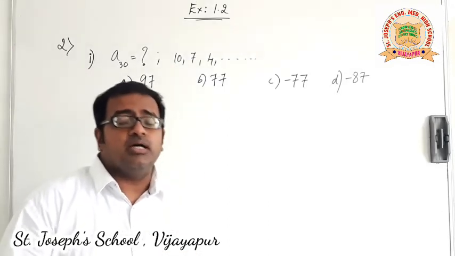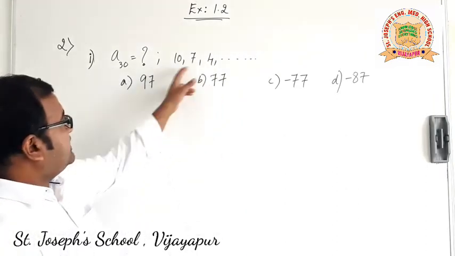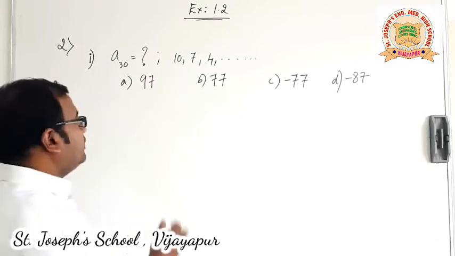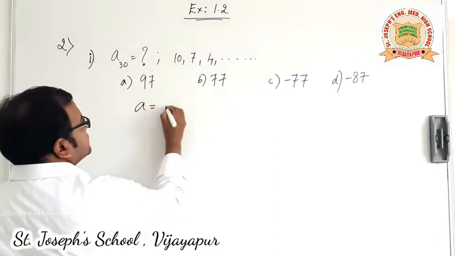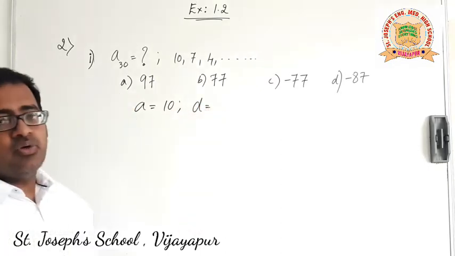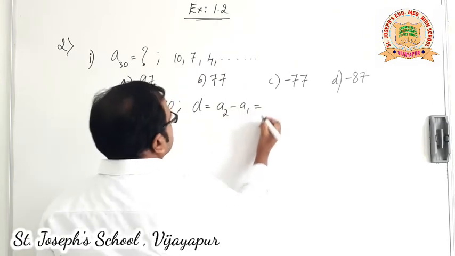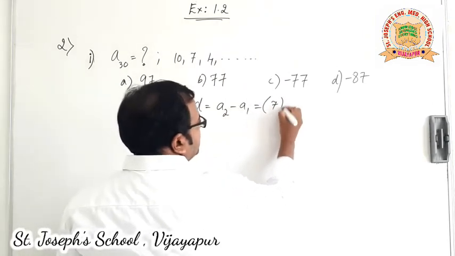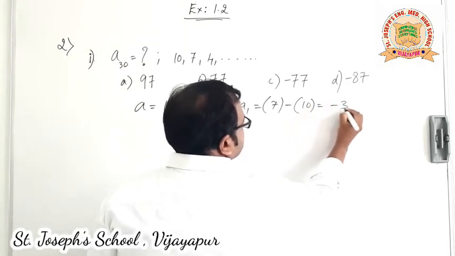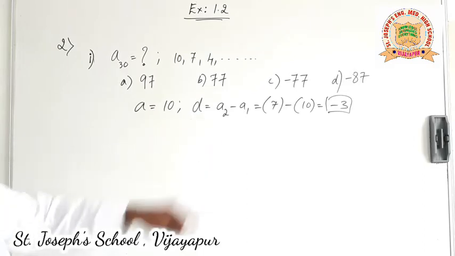Sub question 1, find the 30th term of the given AP. The AP is as follows. So let us see what all things we know and what we have to find out. First of all, a, which is the first term, is 10. Next comes d, which is equal to a2 minus a1. Let me write it as a2 minus a1, which is equal to 7 minus 10, which is equal to minus 3. So d is minus 3.